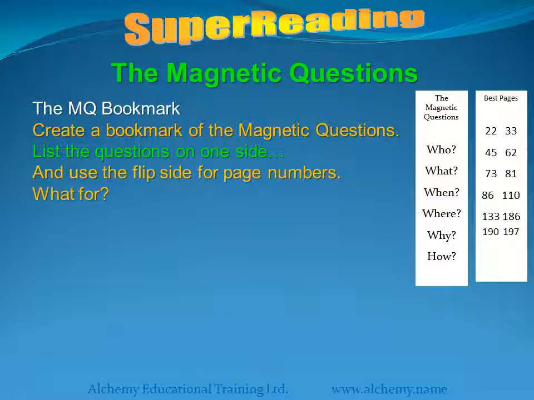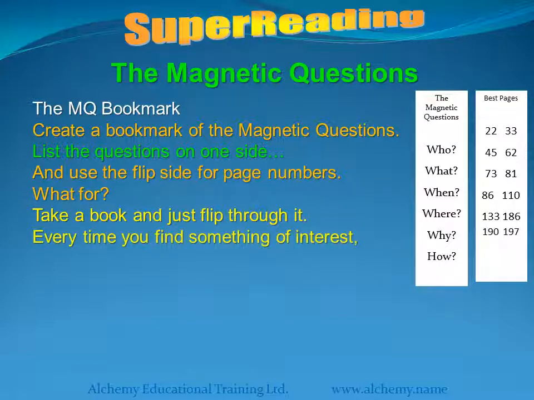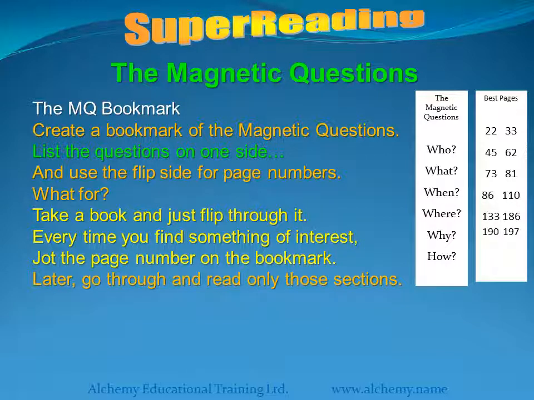What for? Take a book and just flip through it. Every time you find something of interest, jot the page number on the bookmark. Later, go through and read only those sections. This saves hours of reading what you don't need.